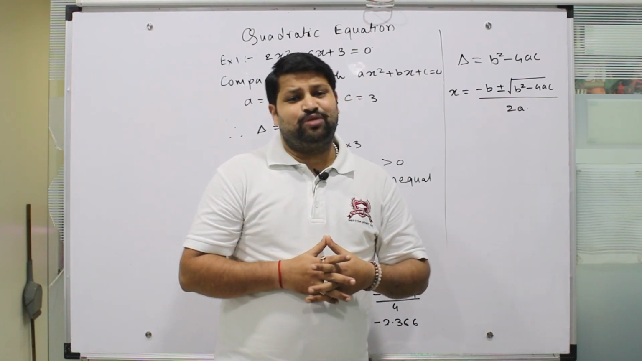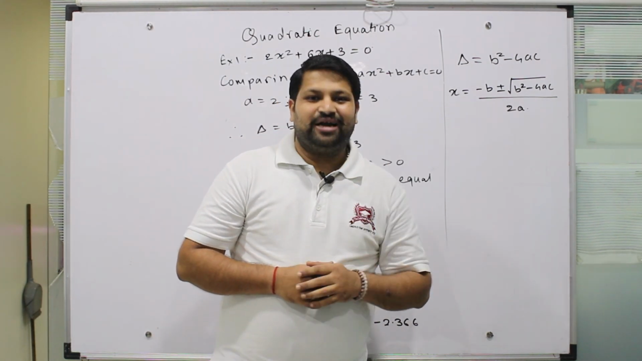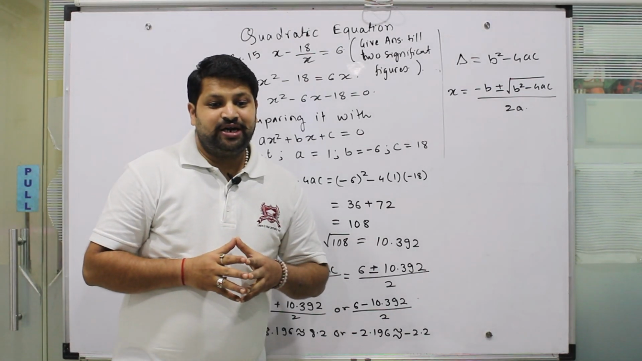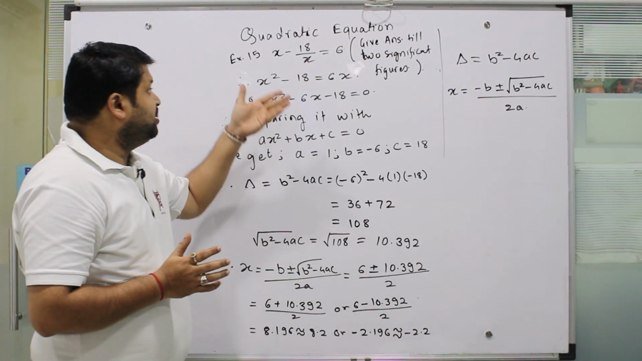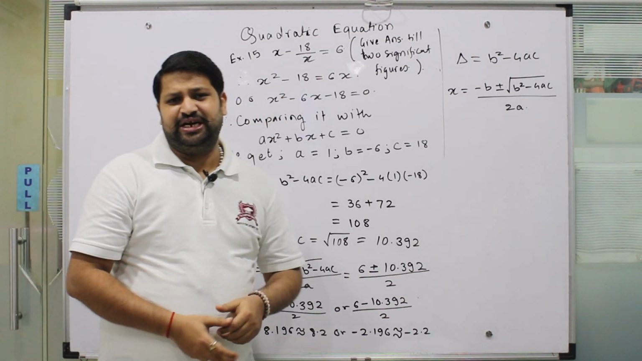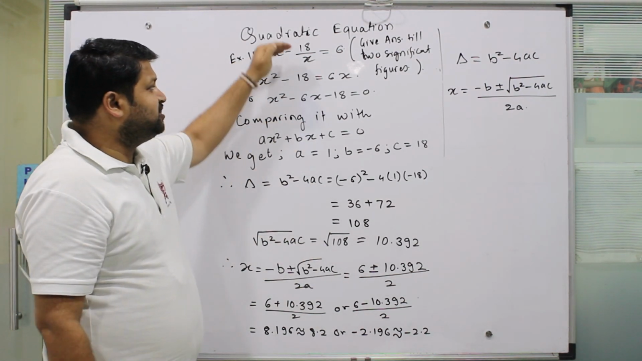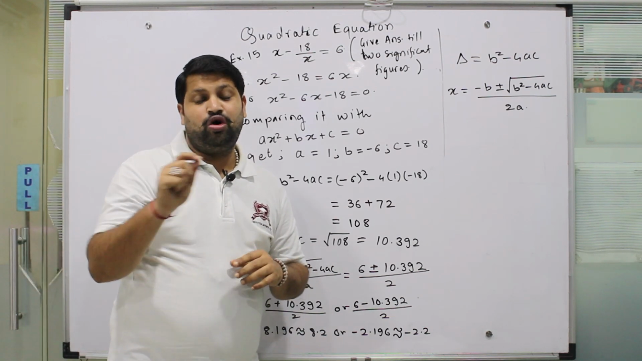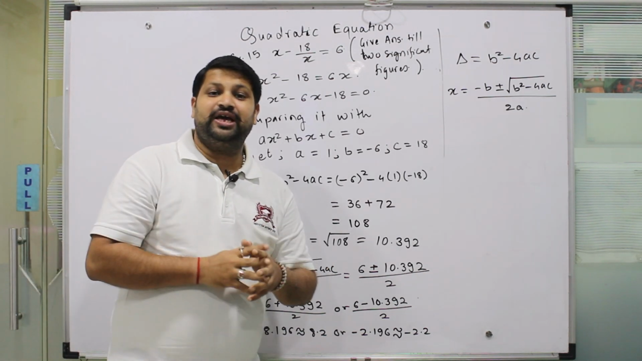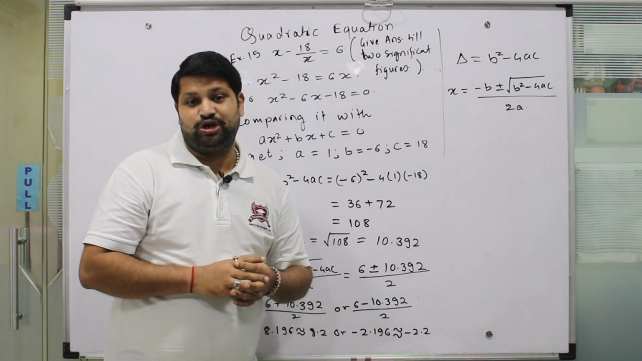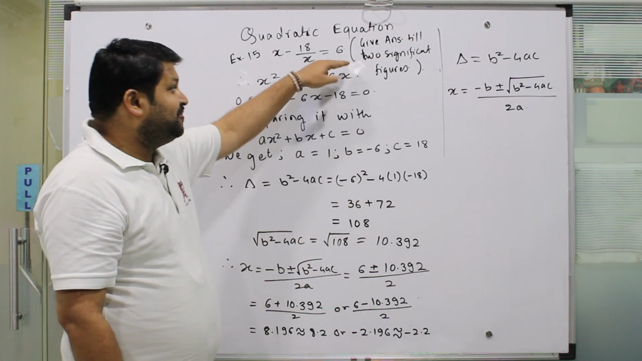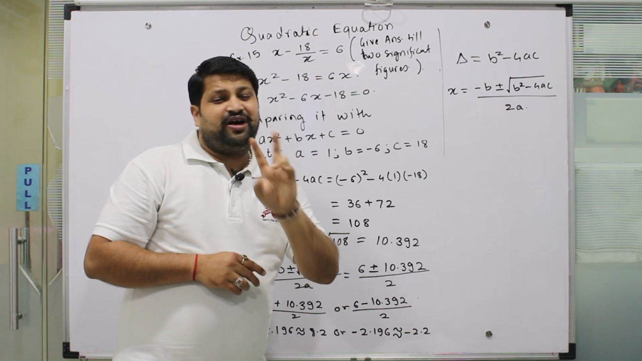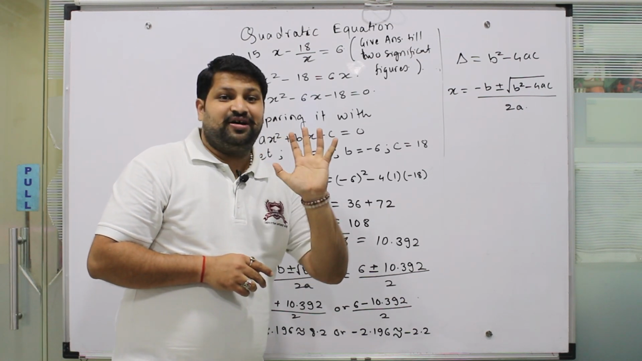Now let us take one more example so that you can get a better grasp of this particular topic. Now let us start with this sum which looks slightly different. The sum is x minus 18 upon x is equal to 6. Now here they have given us one more piece of information in the question. That is, the answer is to be given till 2 significant figures, meaning it should have 2 significant figures.